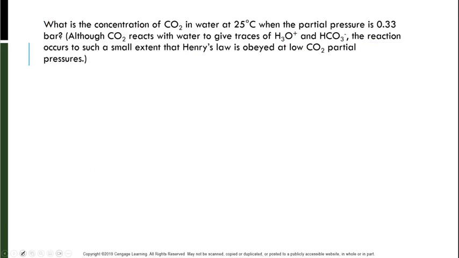This one is a nicer question. What is the concentration of CO2 in water when the partial pressure is 0.33 bar? I like it when they give us the partial pressures.